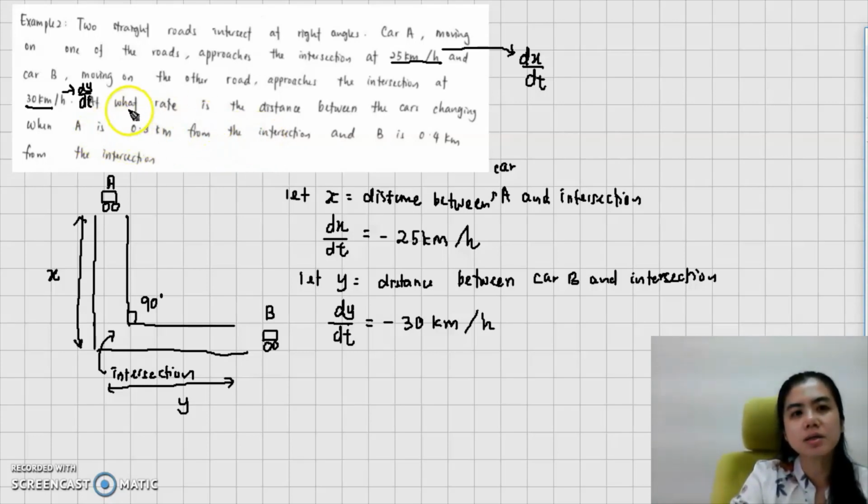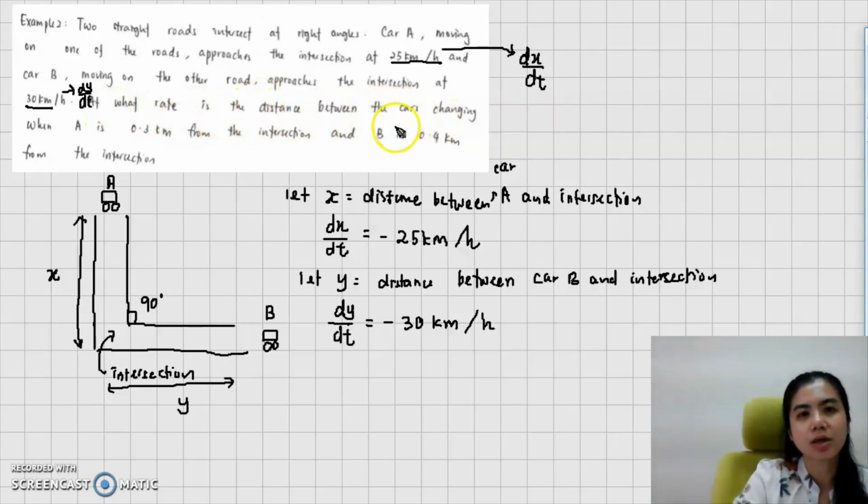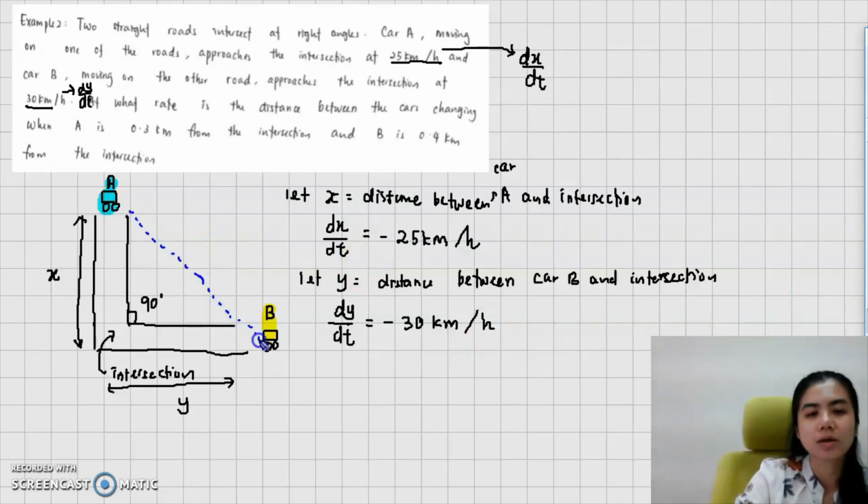We'll stop here. Let's just figure out what this is first. At what rate is the distance between the cars changing? Now you have two cars, car A and car B. They're interested to know the distance between these two cars.